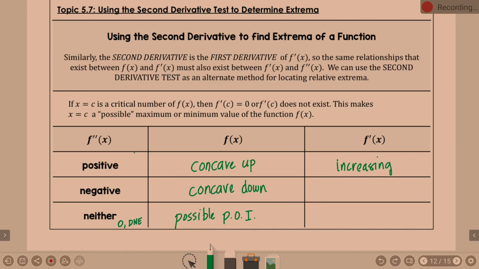If your second derivative is negative, then your first derivative is decreasing. And if the second derivative is neither, constant. What would be in between increasing and decreasing? Constant.